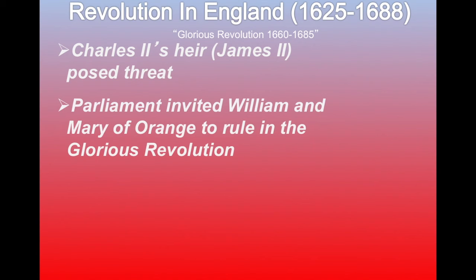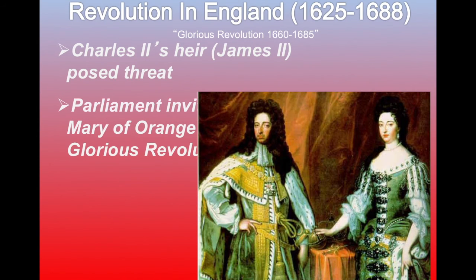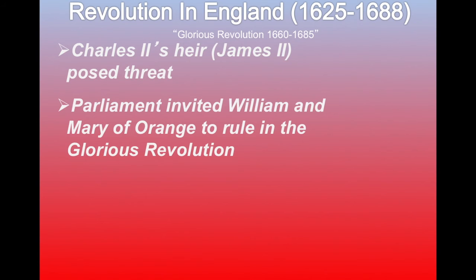Parliament invited William and Mary of Orange to rule in the Glorious Revolution. You know, the picture of them right there. So the people of Parliament start to not like Charles II and his Catholic ways, and so they get Mary and William to basically become the new king and queen. This forces Charles II to abdicate the throne, or to leave the throne, because he does not want to lose his head as Charles I had lost his head.